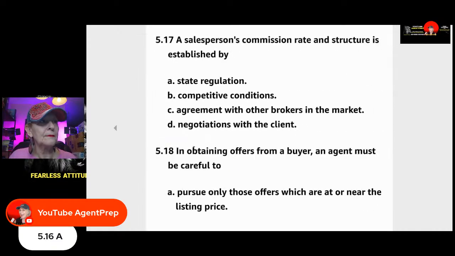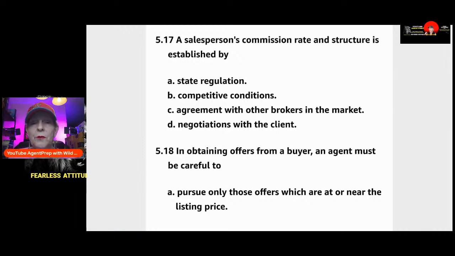A salesperson commission and a commission rate and structure is established by whom or what? A, state regulations. B, competitive conditions. C, agreement between other brokers in the market, or negotiations with the clients. So who do we get paid by? And so who do we negotiate with? Because all real estate transactions, commissions, everything is what? Type your answer in the chat.